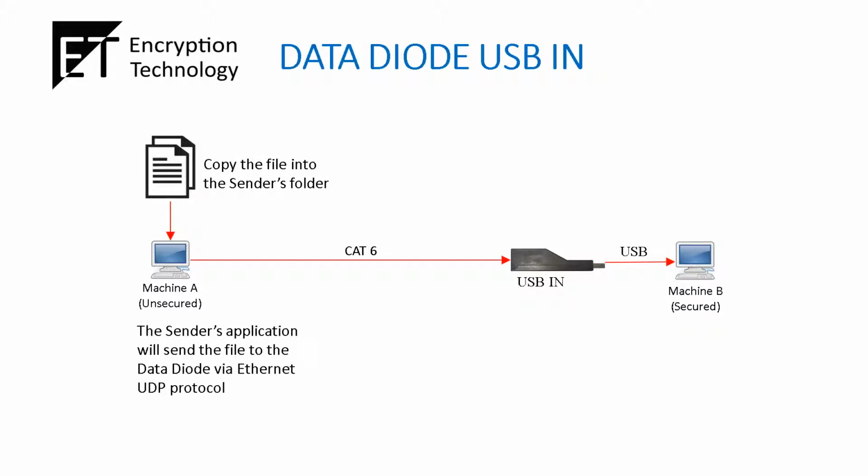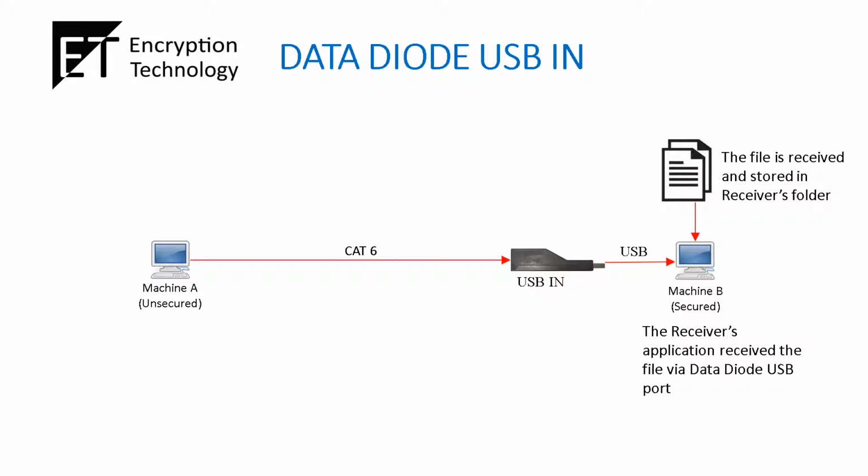Copy a file into the source machine's sender folder. Once the file is copied, the sender application will send the file through the Ethernet port of the source machine using UDP protocol to the Ethernet port of the data diode USB in. The target machine's receiver application will then receive the file from the data diode USB in via the USB port. The file received is stored in the receiver folder.